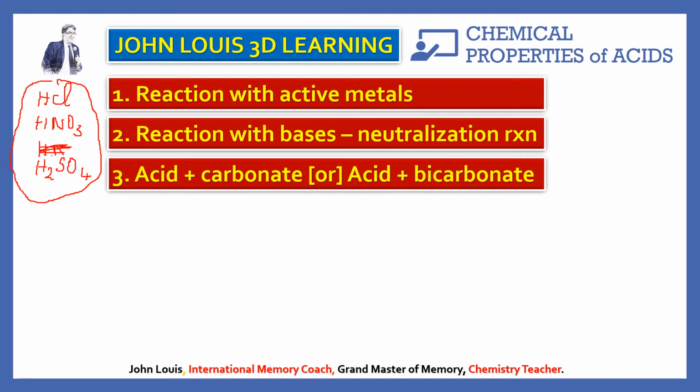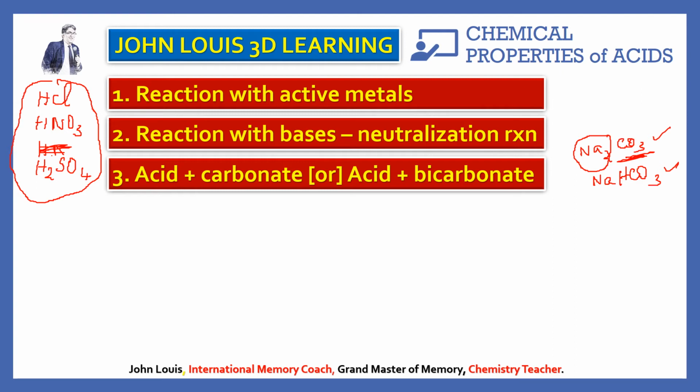Okay, the third property is acid plus carbonate or acid plus bicarbonate. So these 3 acids, how they react with metal carbonates. So metal carbonates means what? Sodium carbonate. So what is sodium carbonate? Na2CO3. So like this, carbonate can react with any metal and form the respective carbonate salt. And sodium reacts with bicarbonate, forms sodium bicarbonate. How these 3 acids, hydrochloric acid, nitric acid, sulfuric acid, react with metal carbonates and metal bicarbonates. Not only sodium, even other metal carbonates and bicarbonates also we can take.